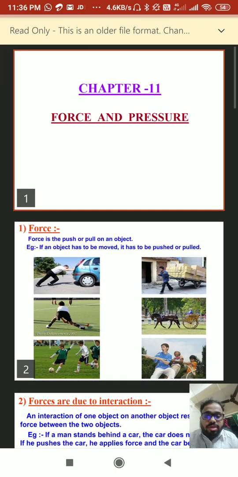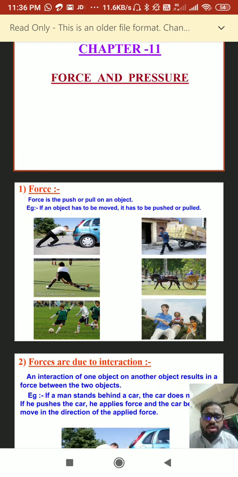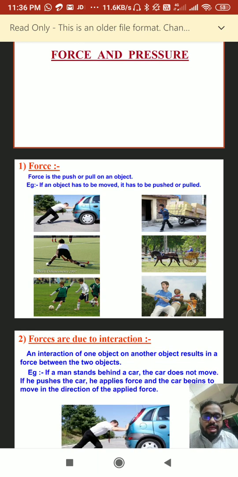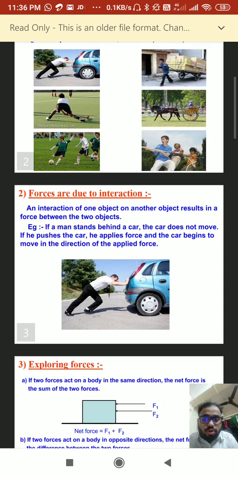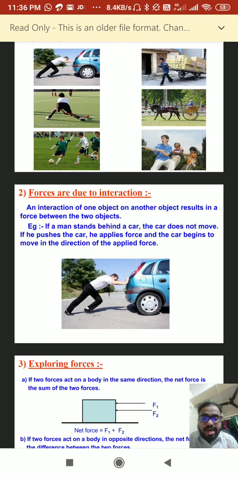In force and pressure, first we discussed what is force. Force is basically a push or a pull of an object. For example, if an object has to move, it has to be either pushed or pulled. That is force. Forces take place due to an interaction of one object with another object, which results in a force between the two objects. So without being in contact or with being in contact, force can be defined.